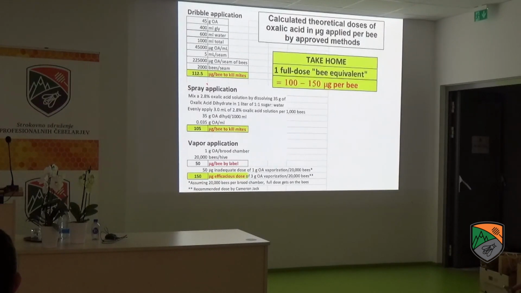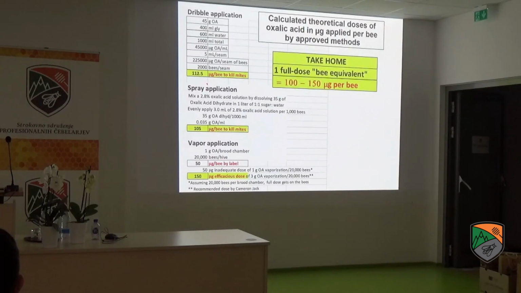So with the ichthyoxal registration, there are 3 approved application methods. One is the dribble application, one is the spray application, and one is the vapor application. Now, on the label it says how many frames, what size colony or how many frames of bees you put it on, and it tells you a dose. So you can divide the dose by the number of bees and come up with the number of micrograms per bee. Y'all with me on that?